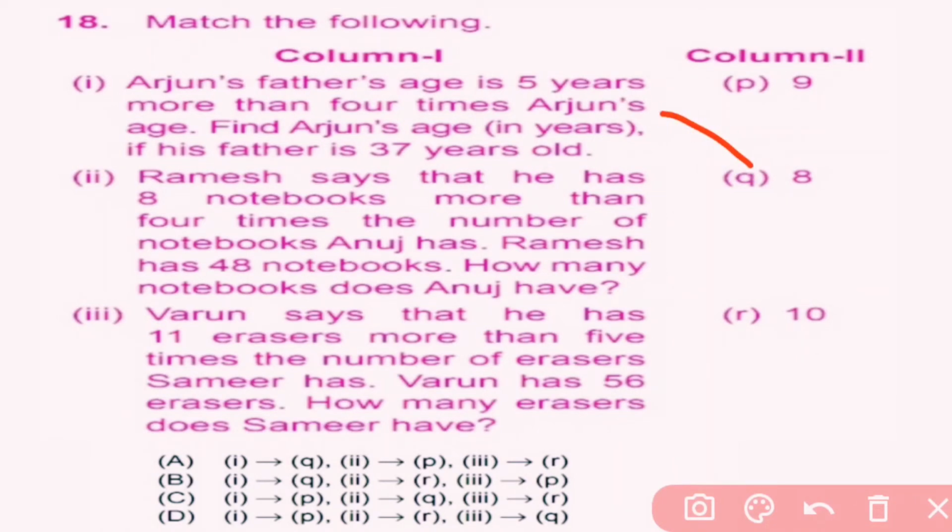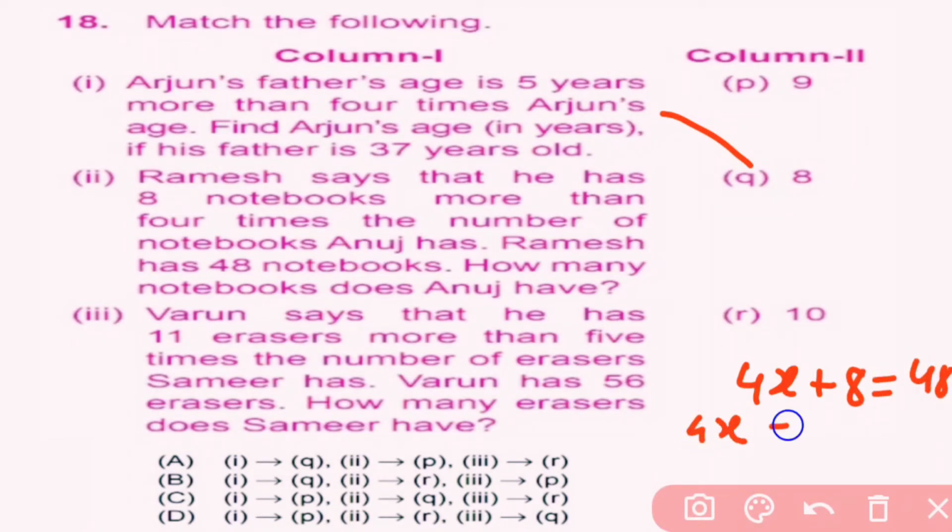Now option 2. Ramesh says that he has 8 notebooks more than 4 times the number of notebooks Anuj has. Ramesh has 48 notebooks. How many notebooks does Anuj have? So we consider Anuj has x notebooks and Ramesh has 8 notebooks more than 4 times Anuj's notebooks, means 4x plus 8, and in total he has 48 notebooks.